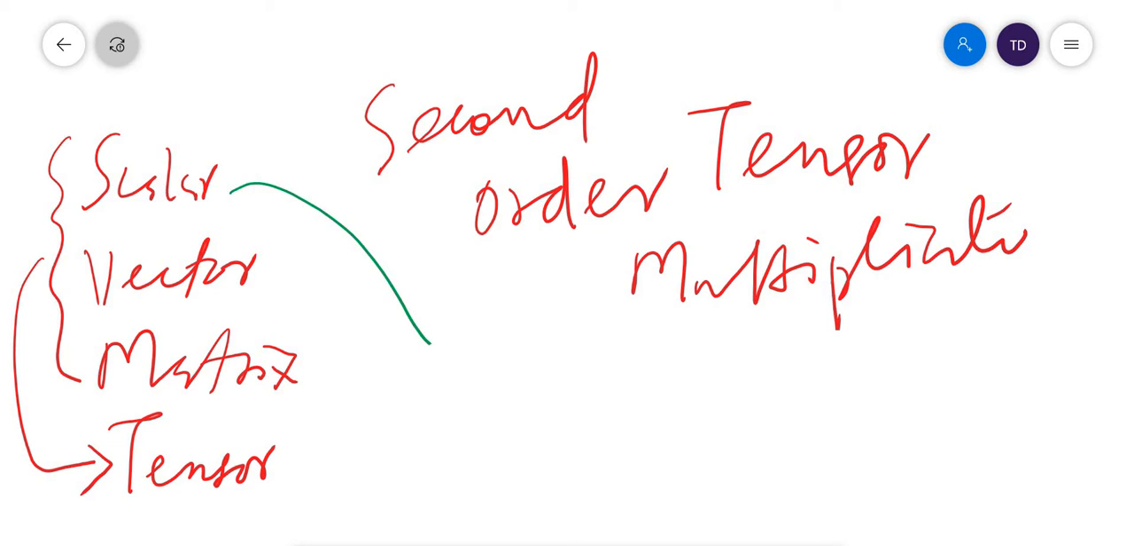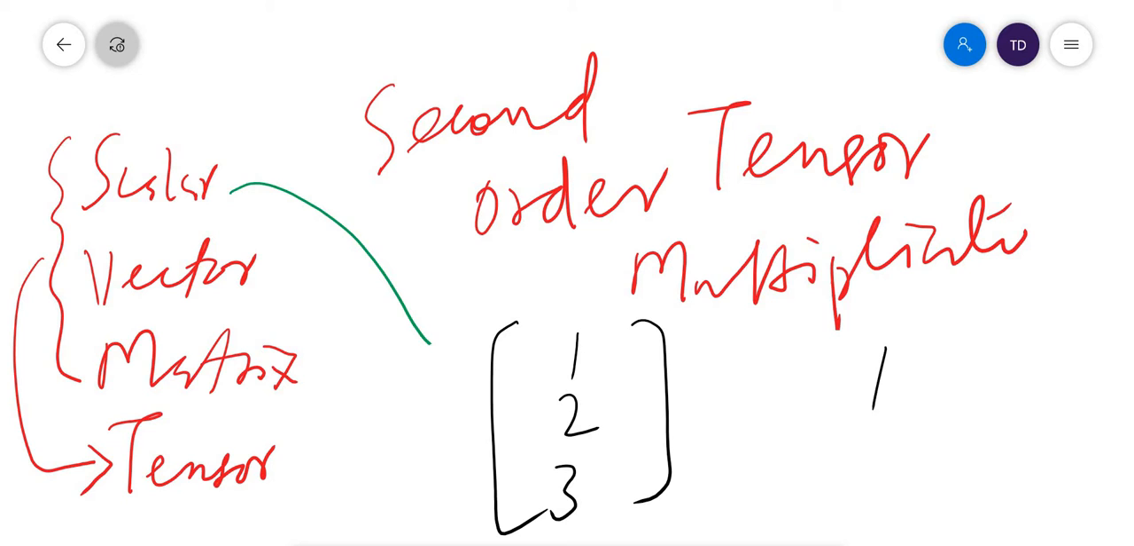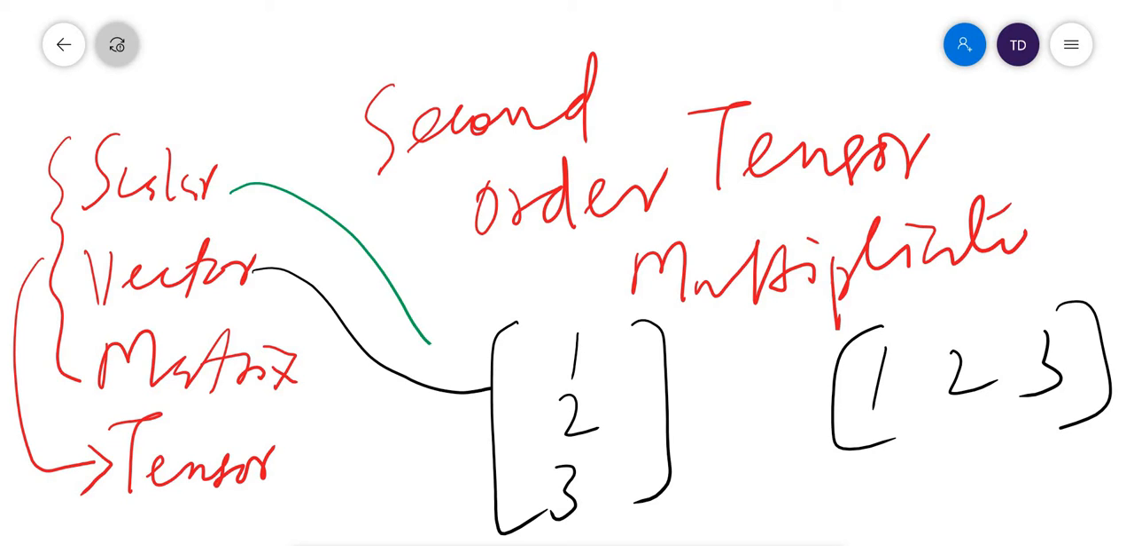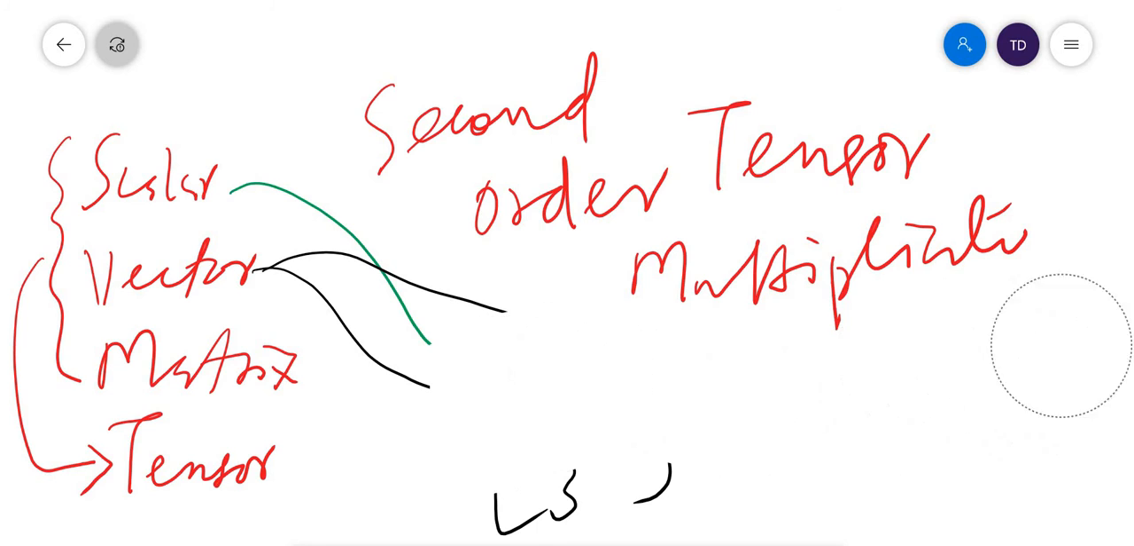Now, vector means it's a first order tensor. This is a vector, with rows and columns. Now matrix means it is a second order tensor. Vector is a first order tensor. Scalar is a zeroth order tensor. Matrix, as you know, will be second order.